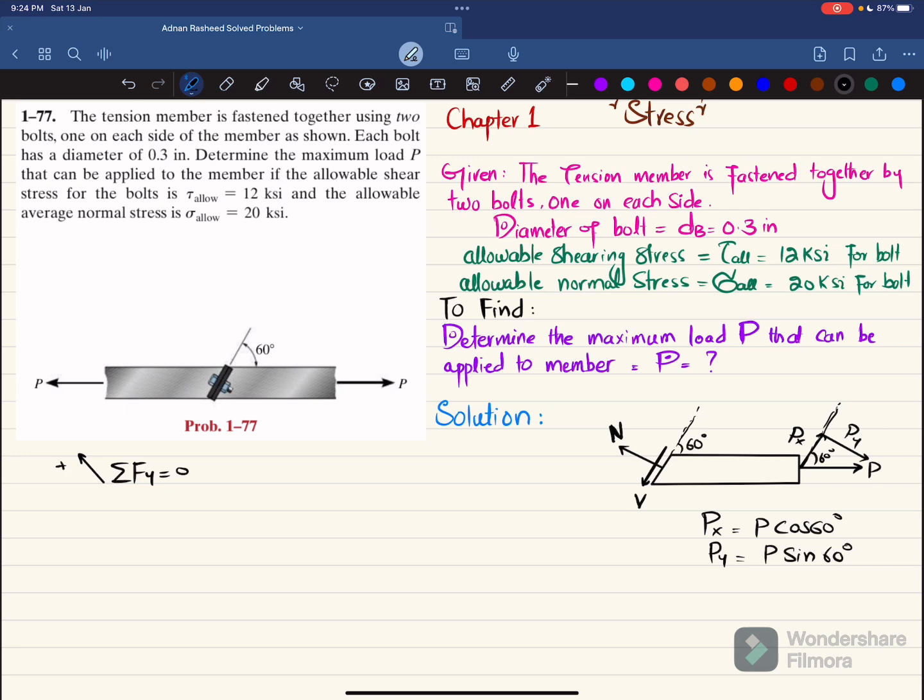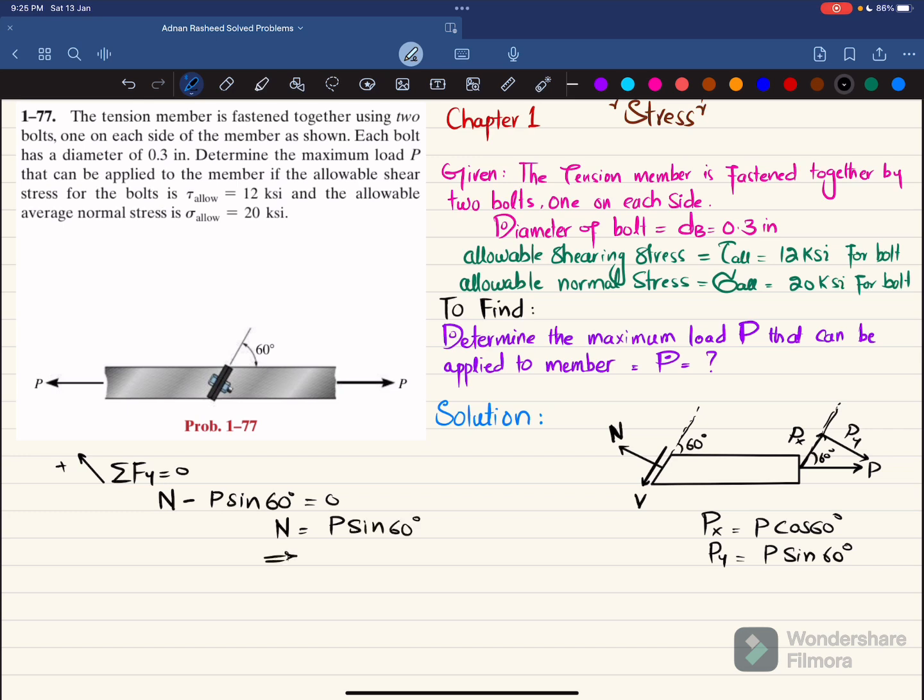When you apply this equation, you can see the force in this direction is N and the other force in this direction is Py, which is equal to P sine of 60. Their sum must be equal to 0. So I will write N minus Py, which is P sine of 60 degrees, is equal to 0. So from here, N will be equal to P sine of 60 degrees.